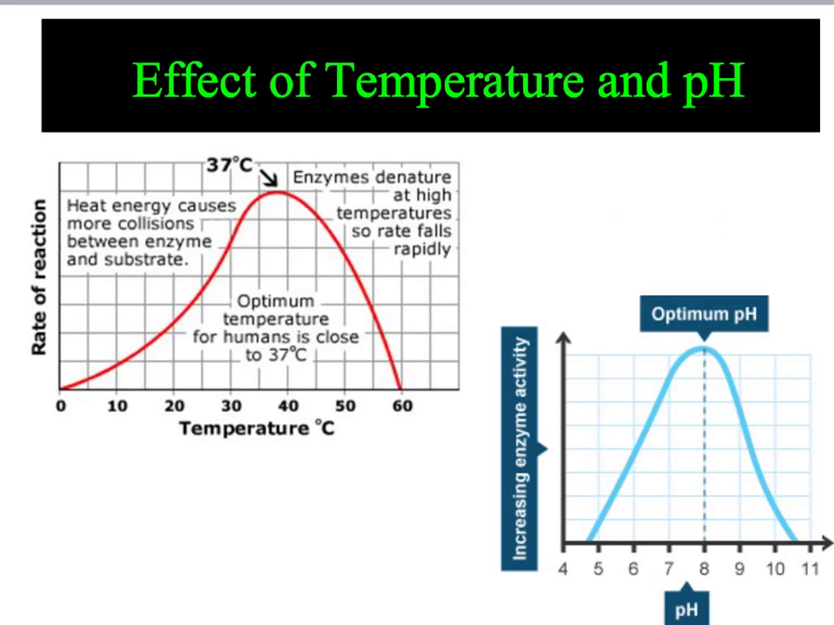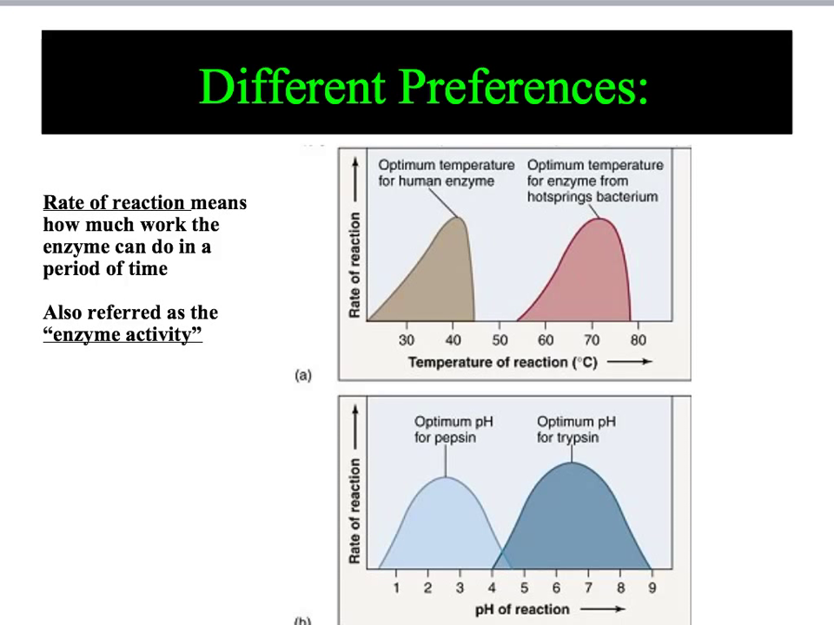Enzymes like to work in a certain environment. For example, enzymes that belong to human cells like a temperature of 37 degrees Celsius. Enzymes that belong to the human body also prefer a pH between 7 and 8. Not all enzymes are created equal. By that I mean that some enzymes will rather work better at a temperature close to 37 to 40 degrees Celsius, while others, like the hot spring bacterium enzymes, will rather work at 70 degrees Celsius. This is also true for the pH.